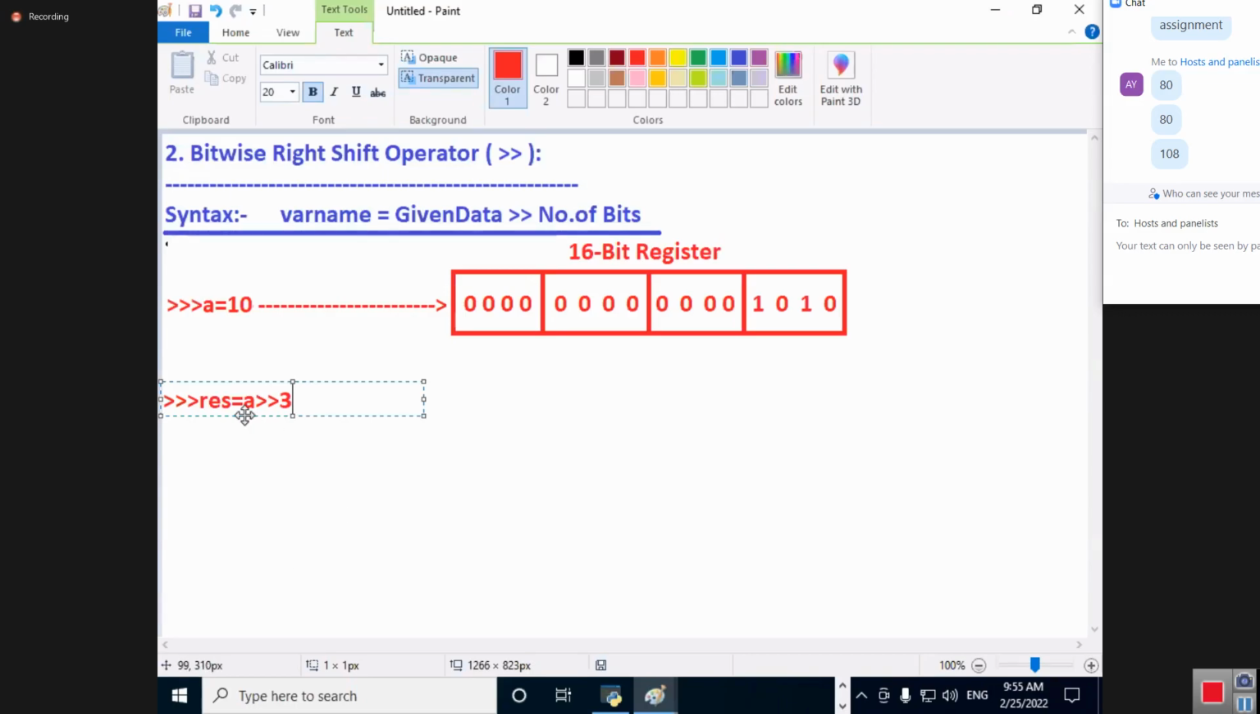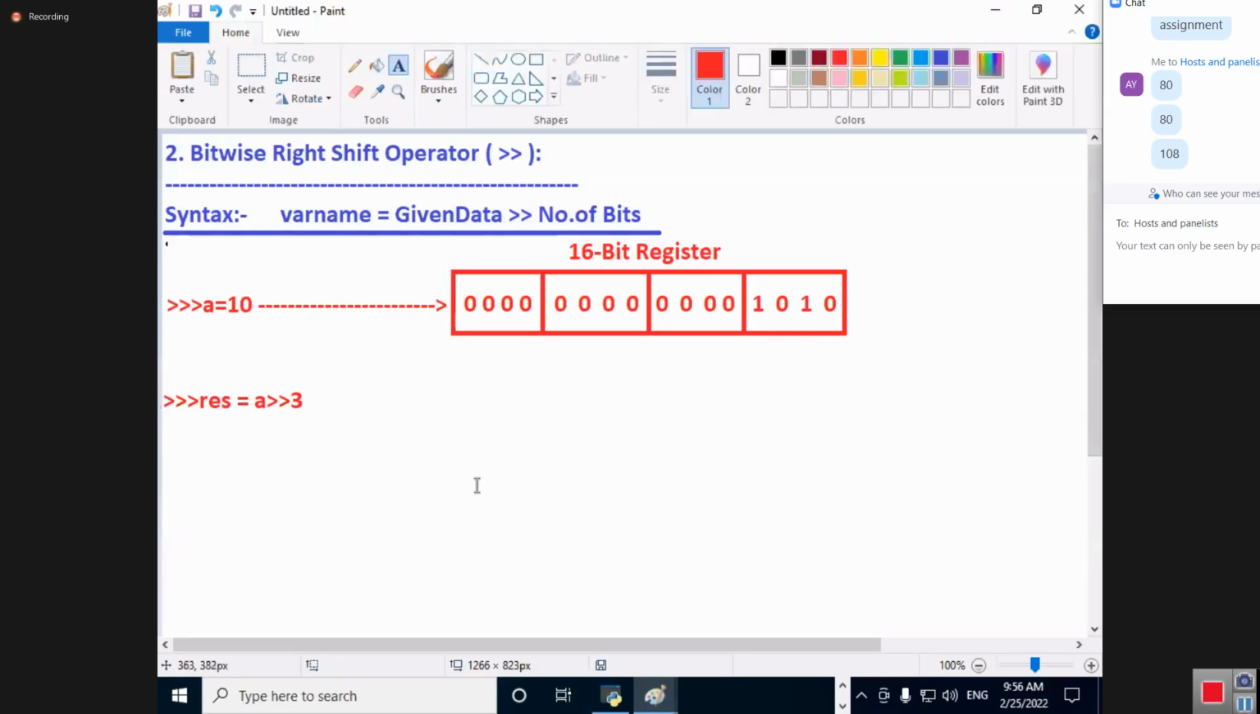Come on. RES is equal to A double greater than 3. What is the meaning of this double greater than 3? Moving 3 bits towards the right side. 3 bits right side means what? Flipping. We are just flipping. Let us go to that.